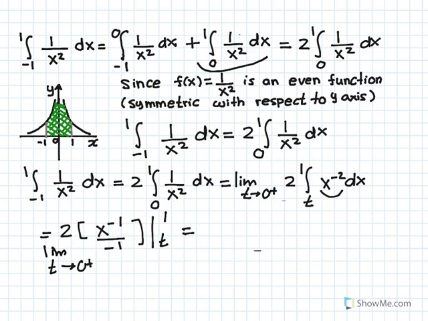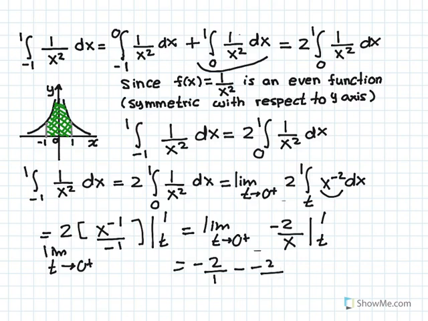Let's simplify this. We get the limit as t approaches 0 from the plus side of minus 2 over x, evaluated from t to 1. Put the limits in, we get minus 2 over 1 minus minus 2 over t. Take the limit as t approaches 0 from the plus side. That's going to give us minus 2 because the limit of minus 2 is just itself. And then minus minus is plus, and the limit of 2 over t as t approaches 0 from the plus side is infinity. So the answer is infinity.